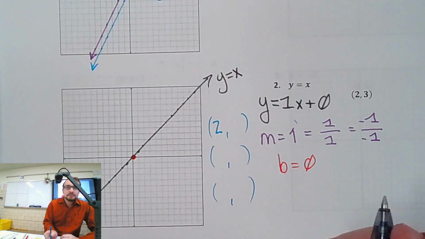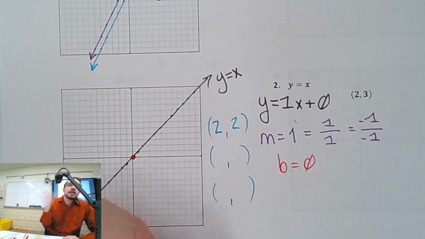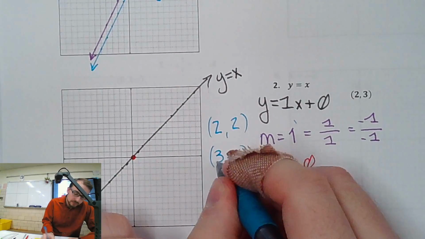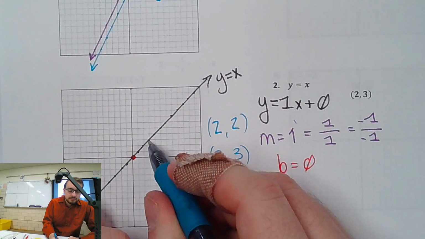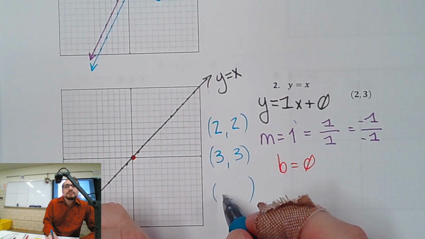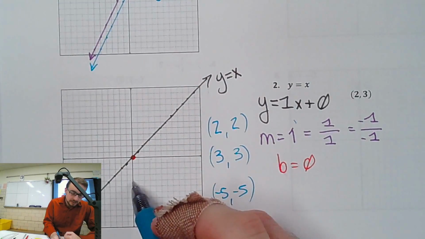Keaton, give me an integer. Positive or negative whole number? 3. So we'd expect 3, 3 to show up, and it does. Give me a negative number. Anybody? Negative 5. So we'd expect negative 5, negative 5 to show up, wouldn't we? And it does. Negative 5 is right there.